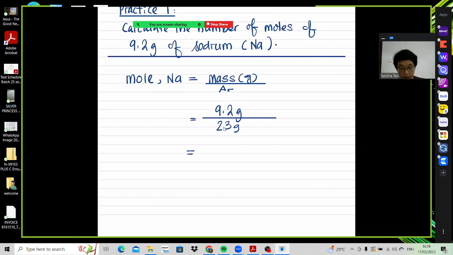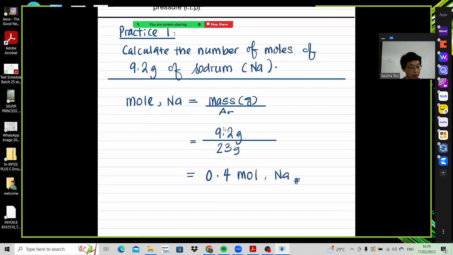So you take this number, go back and substitute that into your formula, and now let's press the calculator. 9.2 divide 23, and nice and easy, it comes out to 0.4 mole of sodium. And the short form for mole is mol. So you just put in mol, which also represents mole. Done. That's it. This is how you get the number of moles from the given mass.